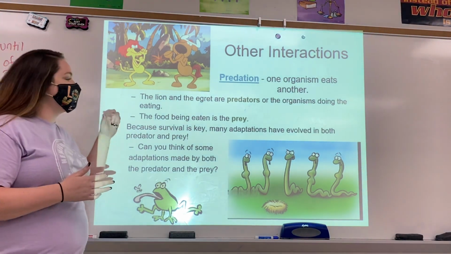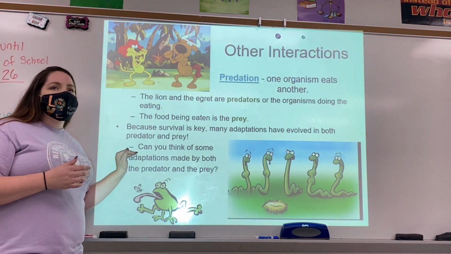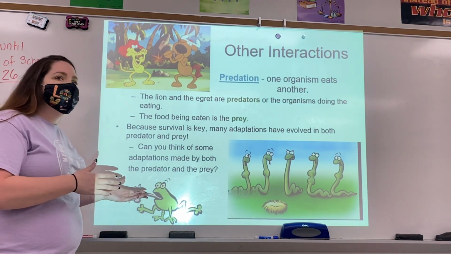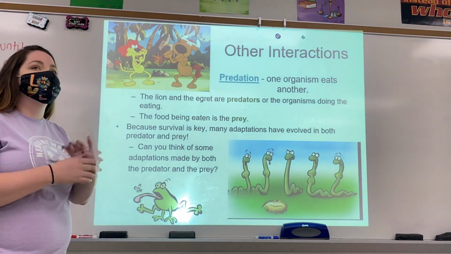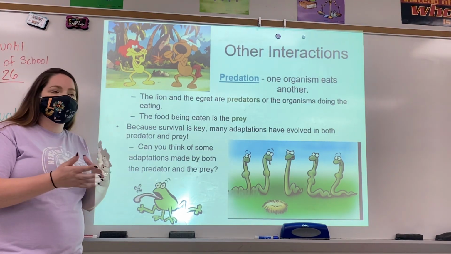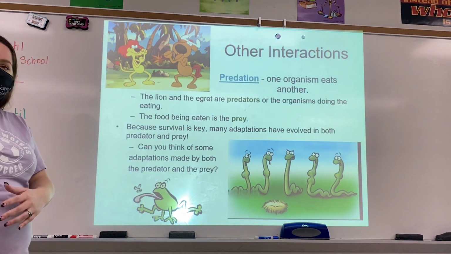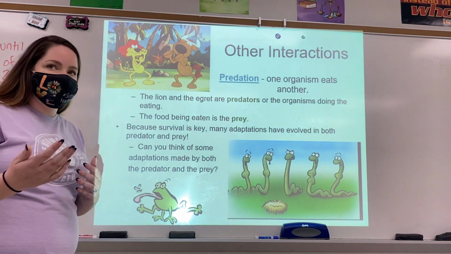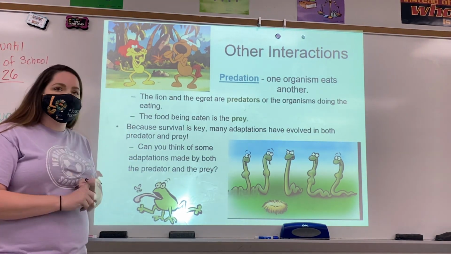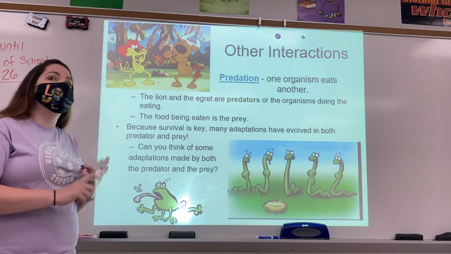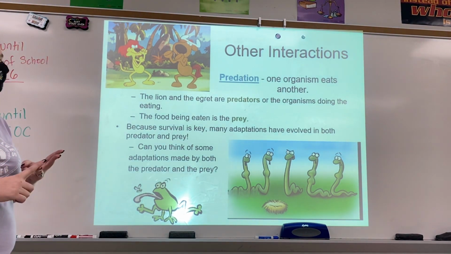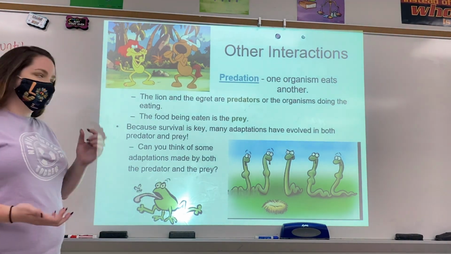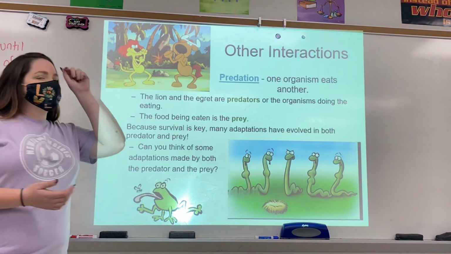So predators are going to have adaptations that are going to allow them to be better predators. So they're going to be able to run faster. They're going to be able to be more agile. They're going to be able to be stronger to hunt down other animals. Also, prey are going to have adaptations and they're going to evolve in order to become better prey. So they're going to have adaptations for camouflage. They're going to have adaptations to allow them to run even faster. They're going to have adaptations that are going to help them not get eaten by predators. Okay. So there's one interaction.